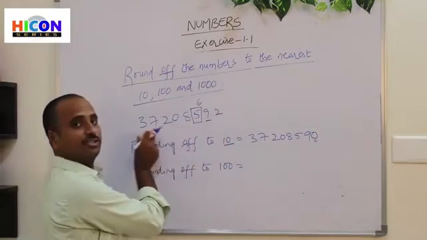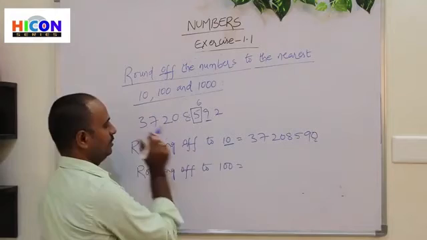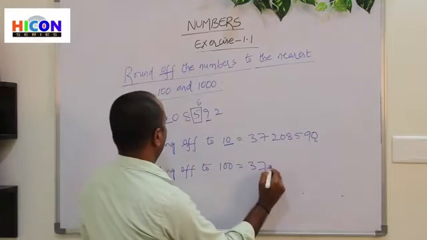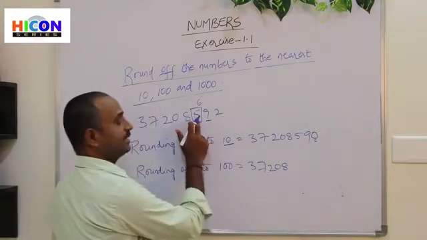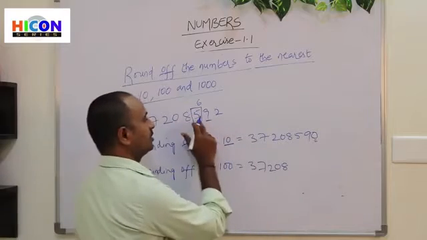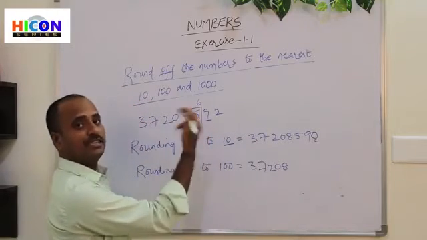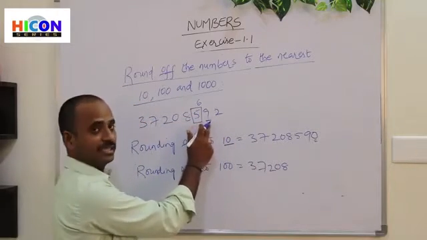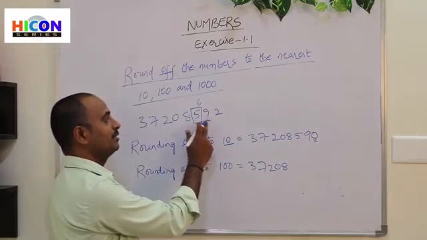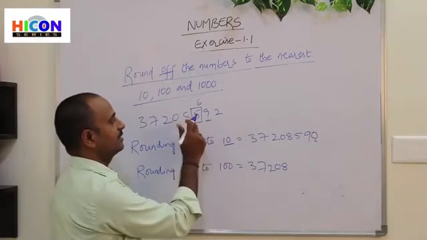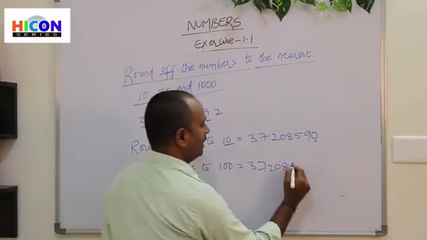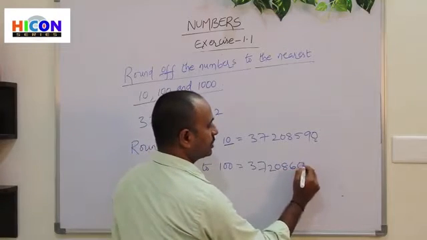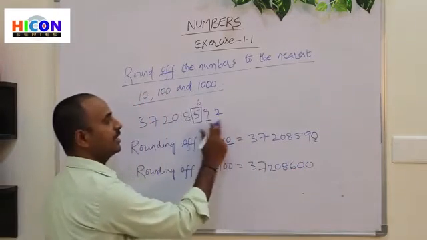And the digits before should not be changed. So the number will become like this, and write 6 in the hundreds place. That means we rounded off the given number to the next hundreds, because the next digit 9 is greater than 5. Write the next hundreds here. The next 100 is 6, and put zeros for the remaining 2 digits after the hundreds place.